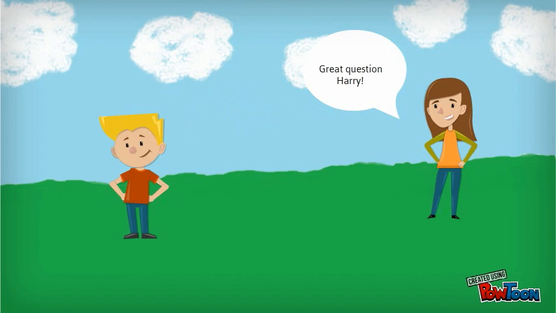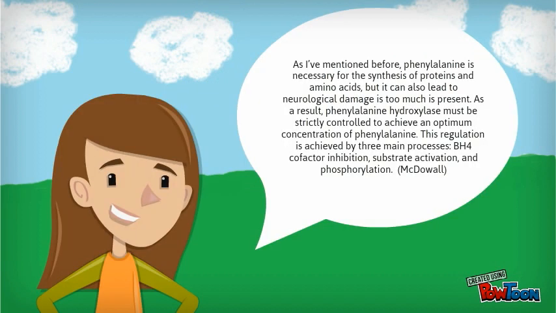Great question, Harry. As I've mentioned before, phenylalanine is necessary for the synthesis of proteins and amino acids, but it can also lead to neurological damage if too much is present. As a result, phenylalanine hydroxylase must be strictly controlled to achieve an optimum concentration of phenylalanine. This regulation is achieved by 3 main processes: BH4 cofactor inhibition, substrate activation, and phosphorylation.